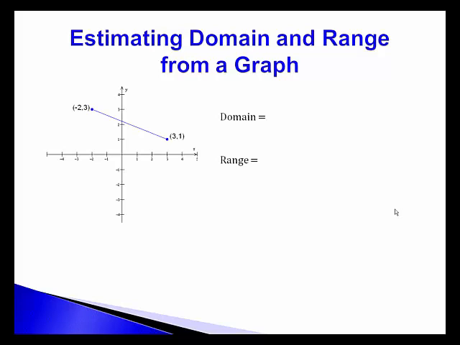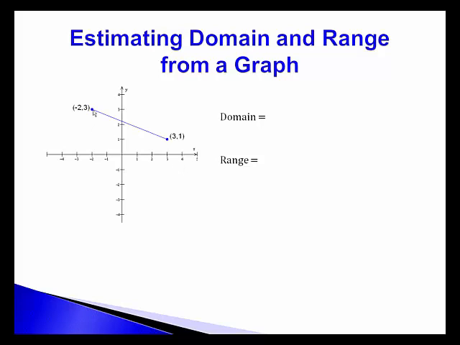When we estimate the domain from the graph, we're literally looking across that graph and we're saying, what is the number that you see that is the farthest to the left and the number that you see that is the farthest to the right on the x-axis. So let's look across here.